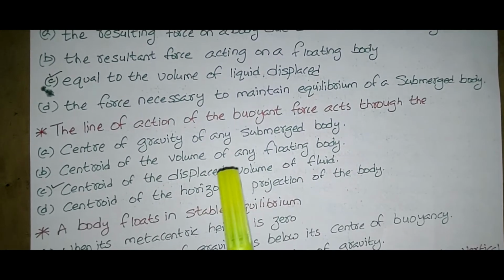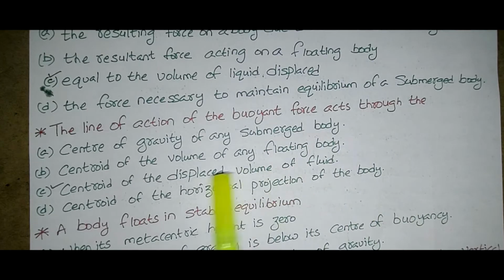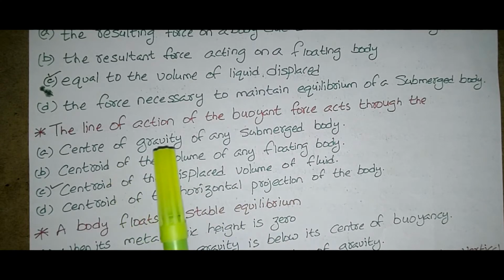The line of action of the buoyant force acts through the center of gravity of any submerged body, centroid of the volume of any floating body, centroid of the displaced volume of fluid, centroid of the horizontal projection of the body. So the line of action of the buoyant force acts through the centroid of the displaced volume of fluid.